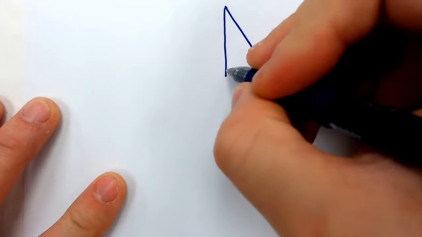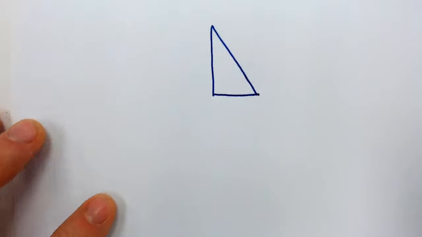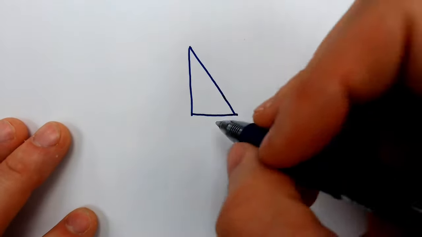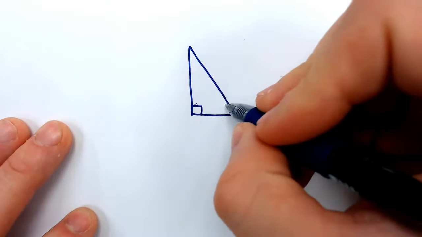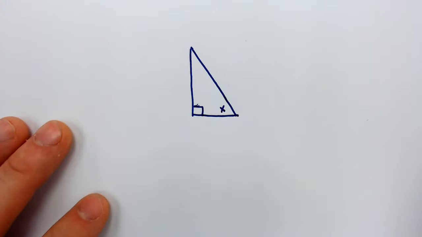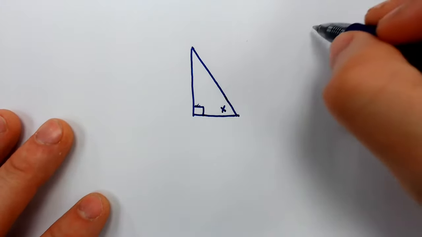Today we are going to be figuring out how to find the angle measurements inside a right triangle using trig. So let's do it. If you have a right triangle and you're looking for the angle measurement, not the sides, you're still going to be using the sine, cosine, and tangent.